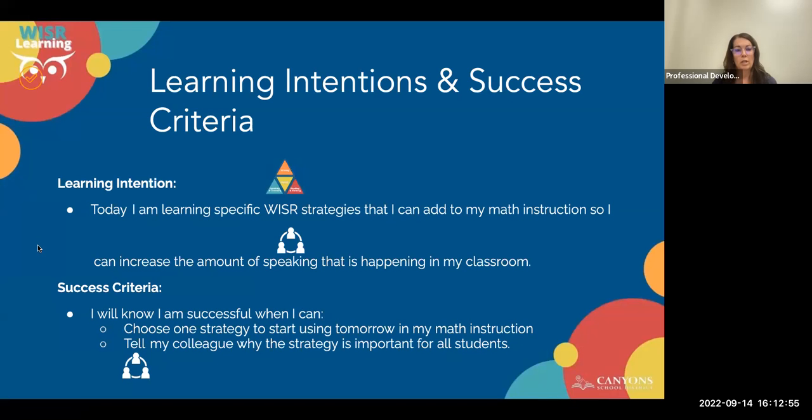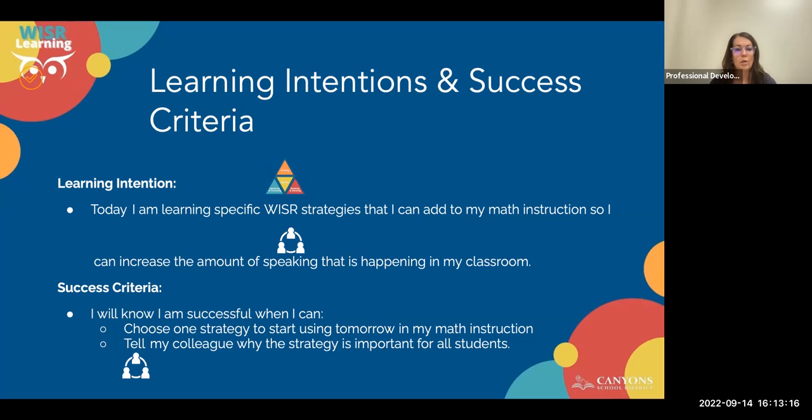So if we go back to our learning intention for today, you learned to use specific WISR strategies or scaffolds that you can add to your math instruction so you can increase the amount of speaking that is happening in your classroom. There should be a lot of oral language going on with rich math words and precise language.